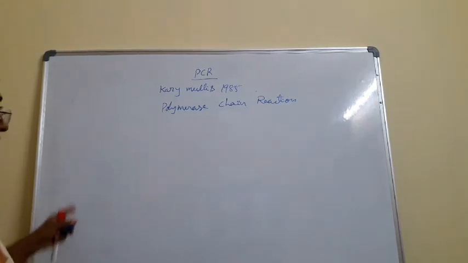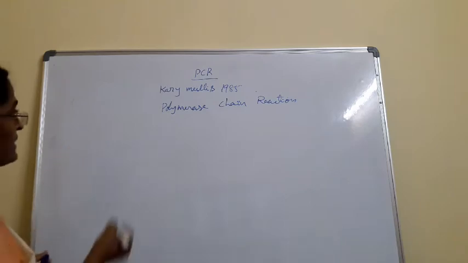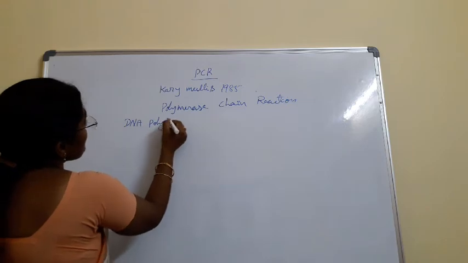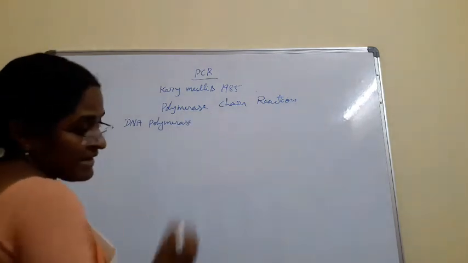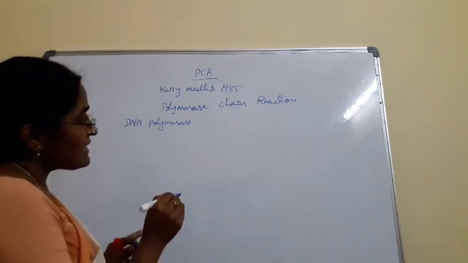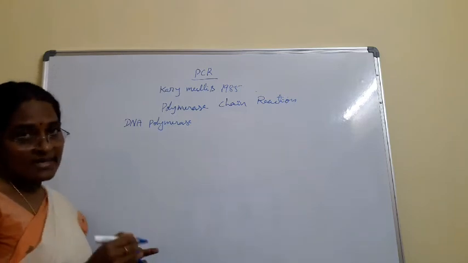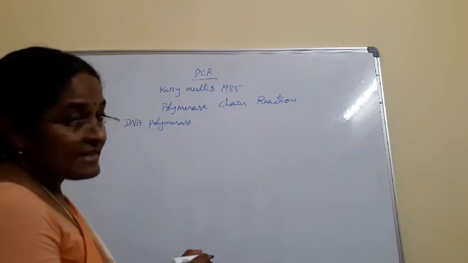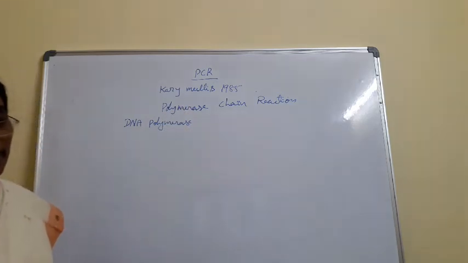The name itself tells us that in this reaction, DNA polymerase enzyme is used for DNA replication. It's a chain reaction because the target DNA sequence is repeatedly replicated as long as the procedure of this technique continues. So, this procedure is known as polymerase chain reaction.